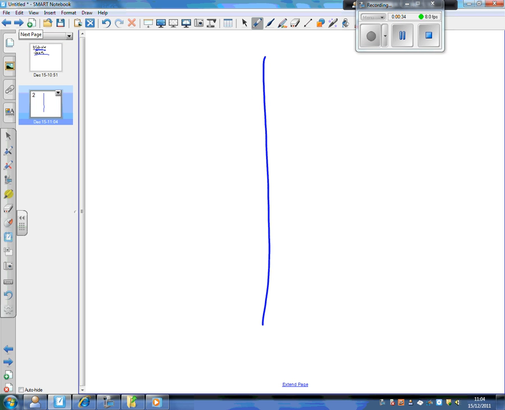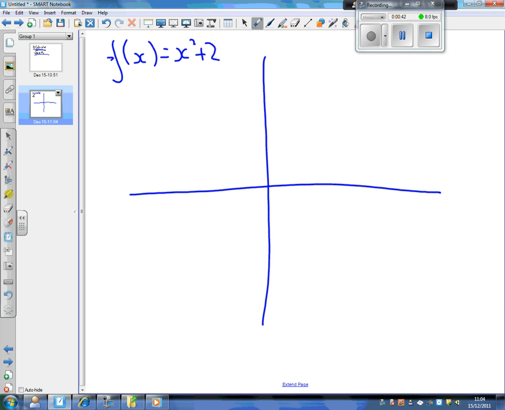So if you do a normal x and y axis, and we draw this graph of f of x equals x squared plus 2, the graph would look something like this, with the line crossing at 2. It'd obviously be more symmetrical than that, but anyway. So now I've got to work on our rule.